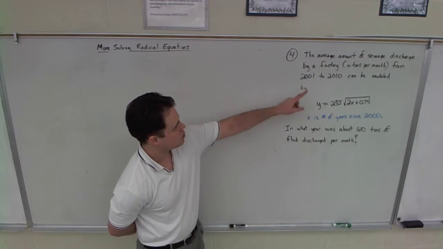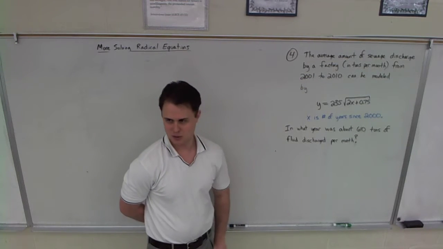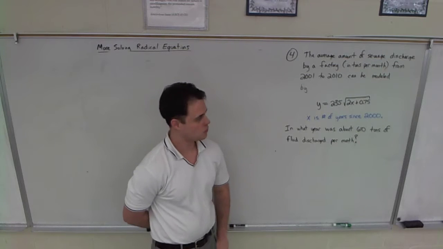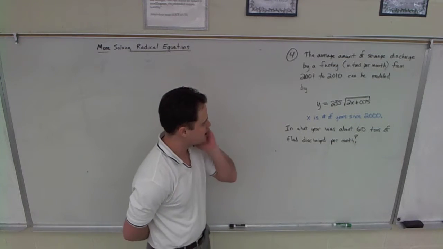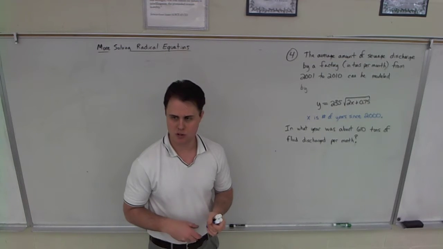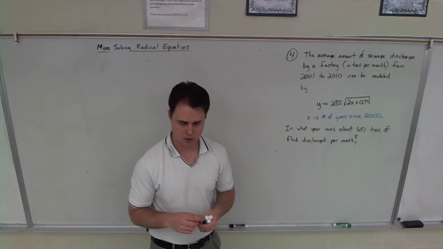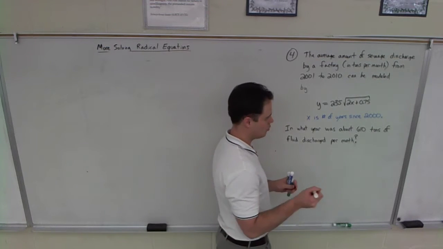They say that the amount of discharge in tons per month can be modeled by this function. X is in number of years since 2000. So they say in what year were there about 610 tons coming out per month this factory was releasing into the environment. So where should I put that 610? What is this?